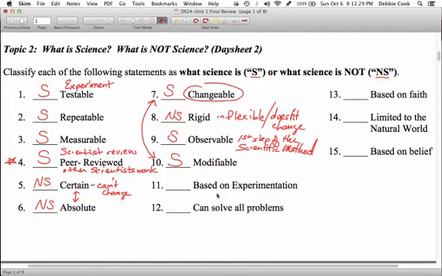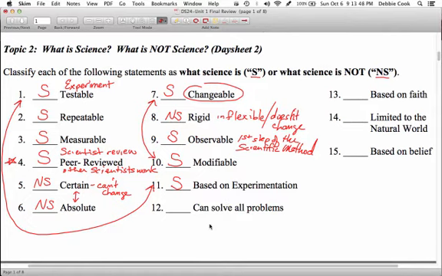For number 11, it's asking whether or not science is based on experimentation, where number 11 and number 1 are asking the same thing. And obviously, if science is testable, we can do experiments, so it is based on experimentation. So science is based on experimentation or experiments.